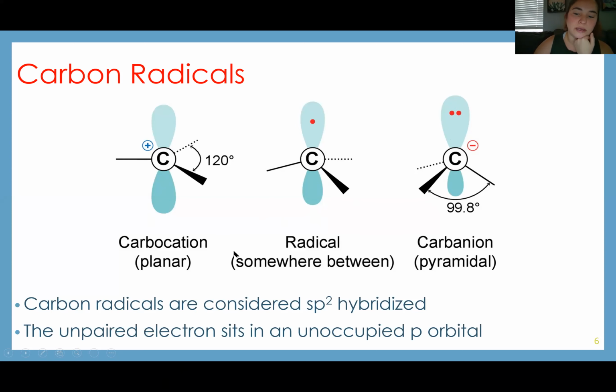But they are considered to be sp2 hybridized because they're a little closer to that than to being pyramidal or tetrahedral as far as electron pair geometry goes. The unpaired electron is still going to sit in an unoccupied p orbital. And that's kind of the key thing here: when you have a carbanion that's pyramidal or tetrahedral with the electron pair geometry, you don't really have an unoccupied p orbital. But in this case, we kind of do.